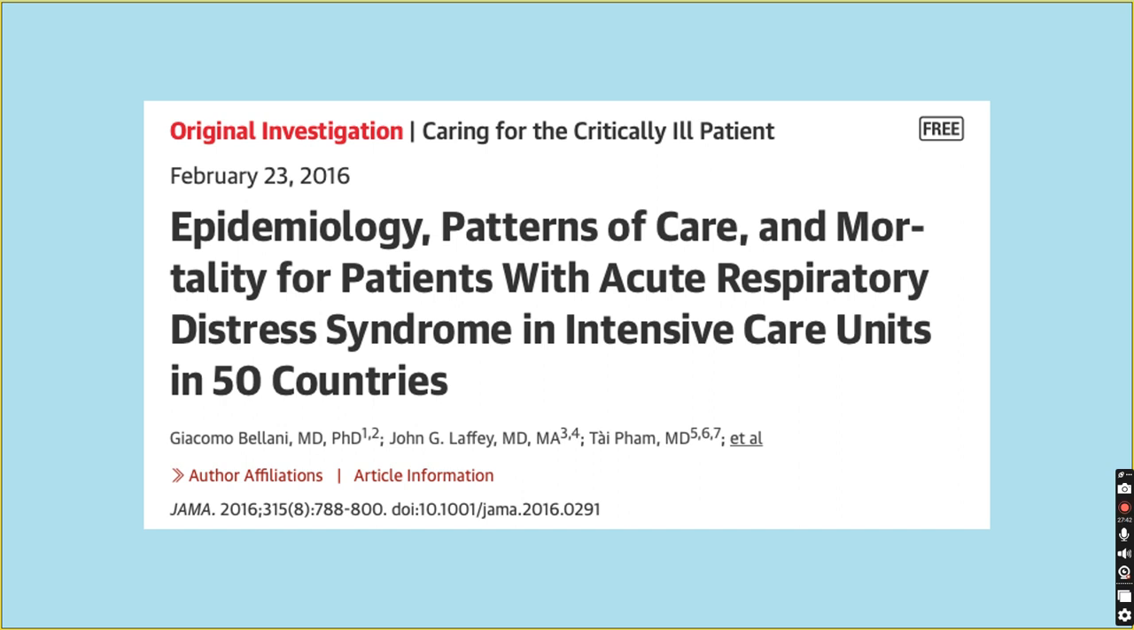This is another study which I wanted to highlight: epidemiology, pattern of care and mortality in patients with acute respiratory distress syndrome in intensive care units in almost 50 countries. Next slide.